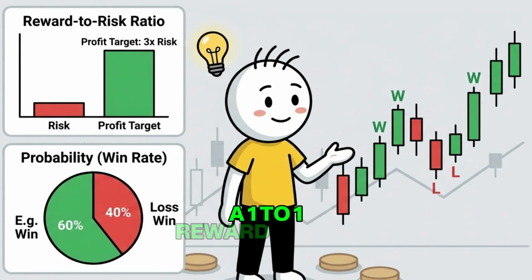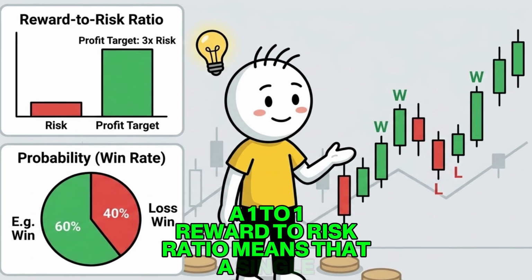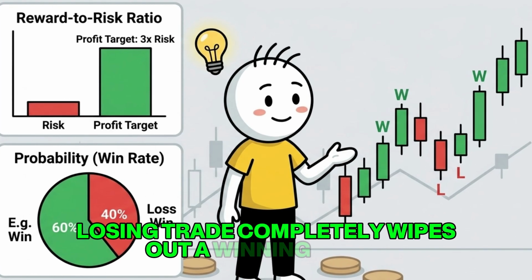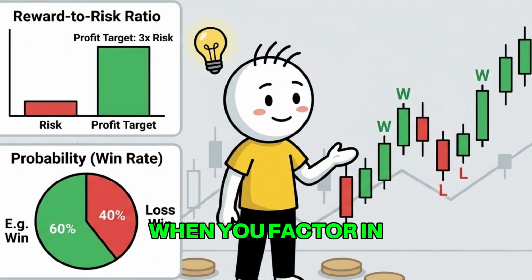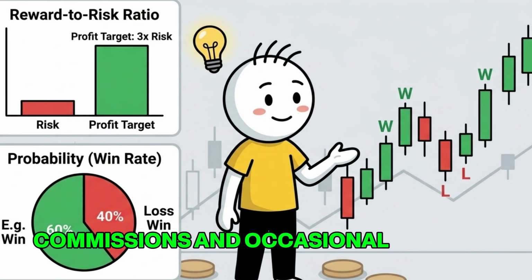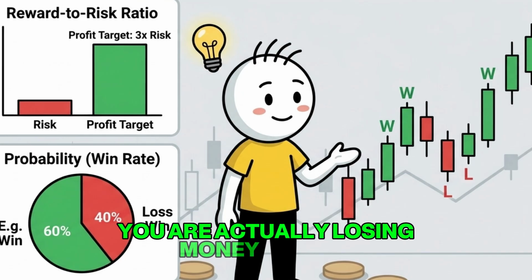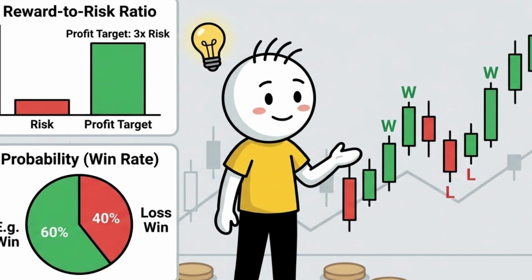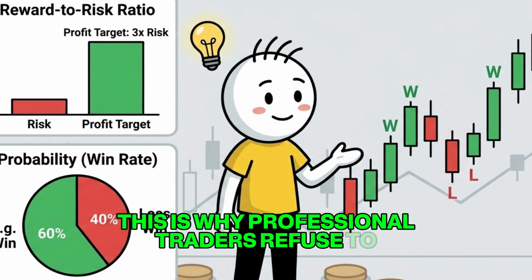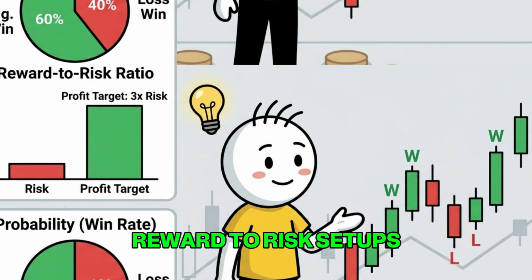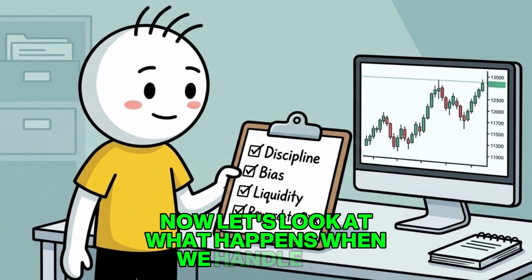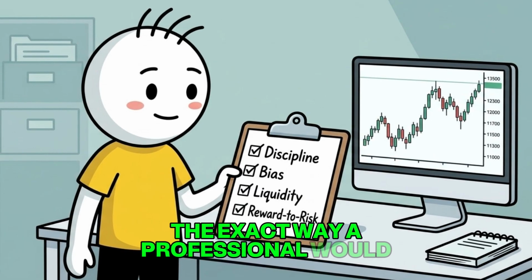A 1-to-1 reward to risk ratio means that a single losing trade completely wipes out a winning trade. When you factor in broker spreads, commissions, and occasional slippage, you are actually losing money slowly without even realizing it. This is why professional traders refuse to accept low reward to risk setups. Now, let's look at what happens when we handle this the exact way a professional would.